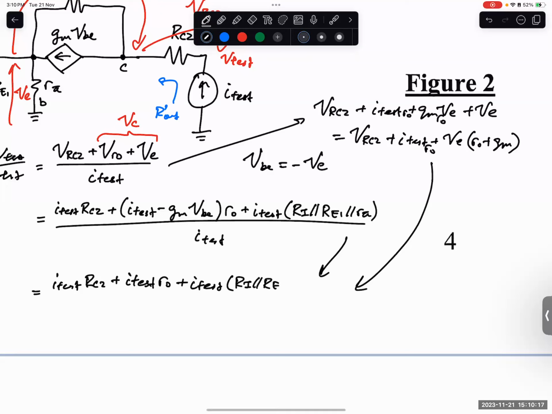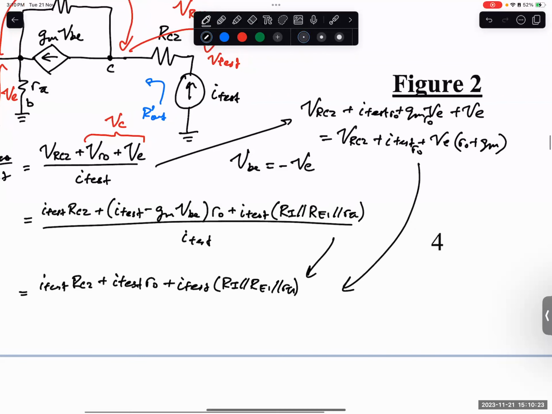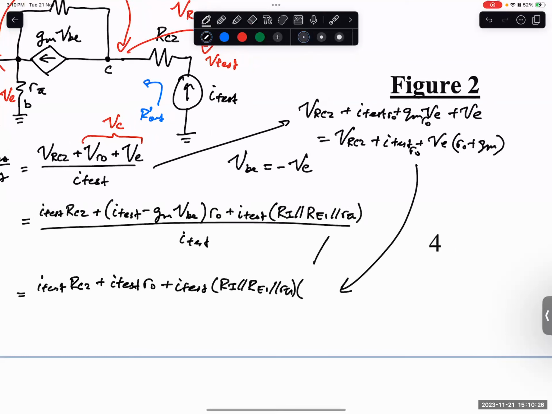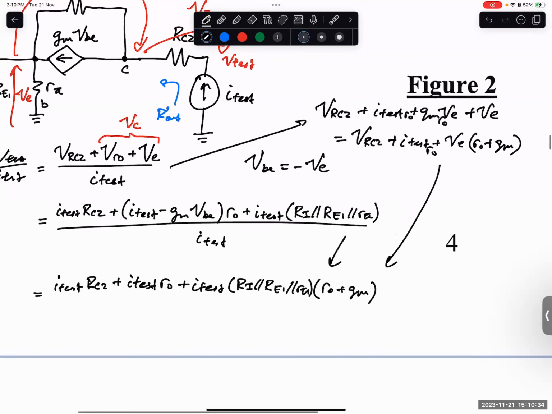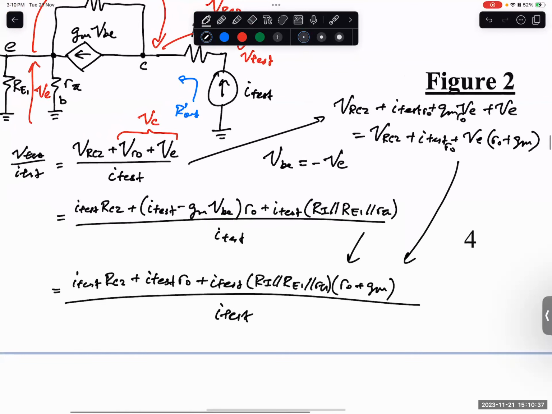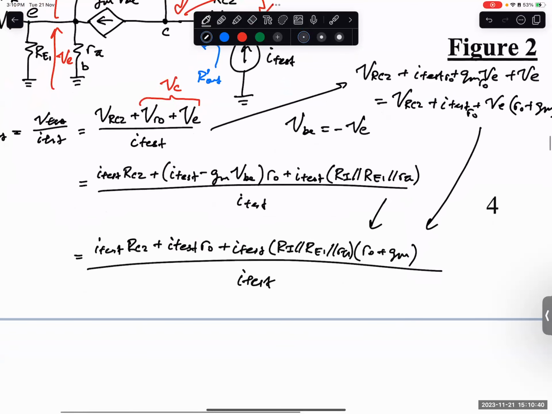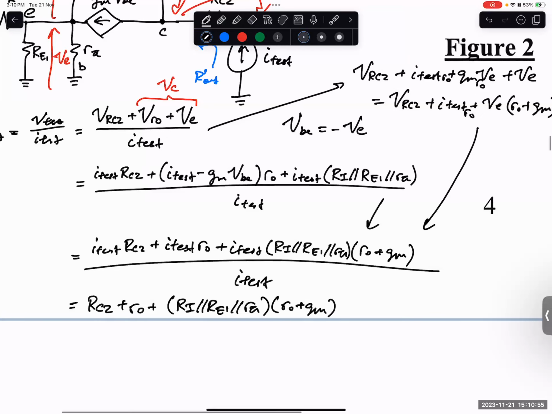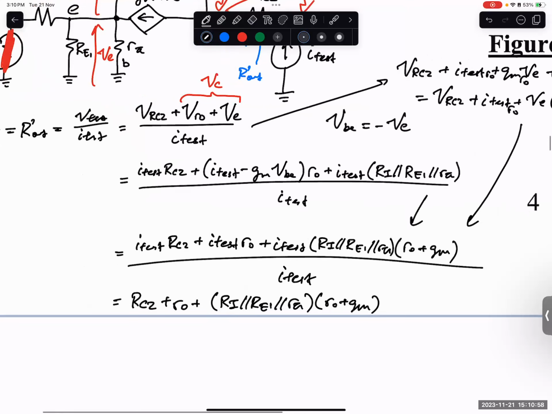RI parallel RE1 parallel R pi, okay, and then this is actually what? R naught plus GM, divided by I test. Okay, then your answer should be RC2 plus R naught plus RI parallel RE1 parallel R pi R naught plus GM. That's it. These are R prime out.